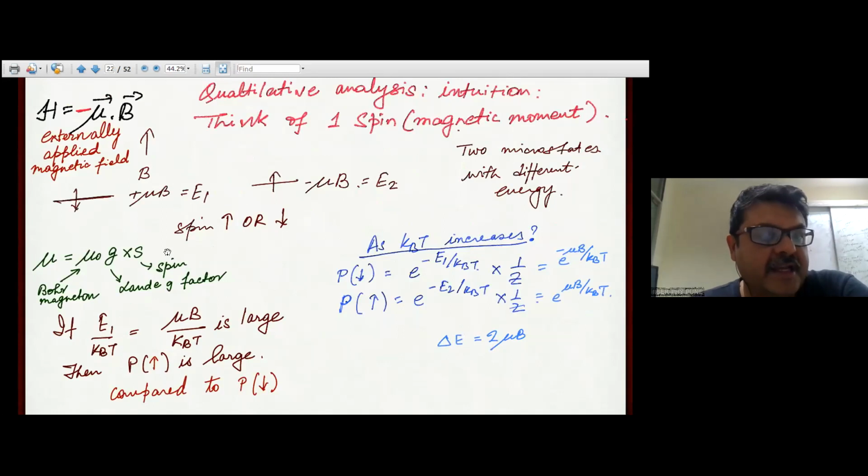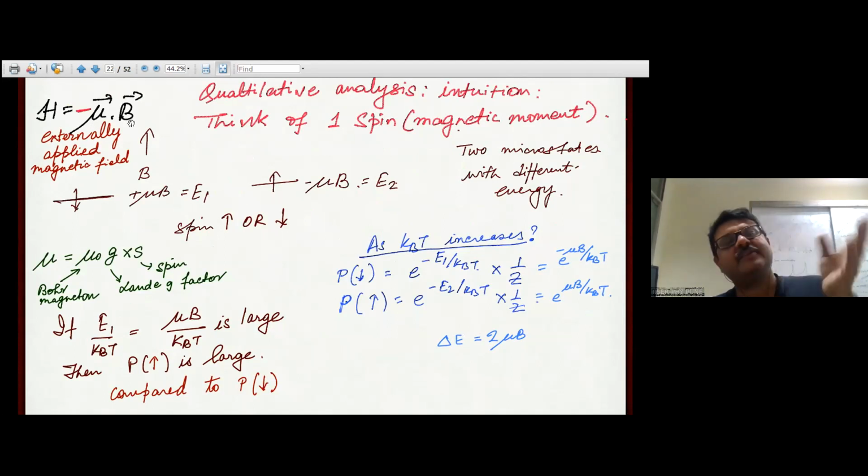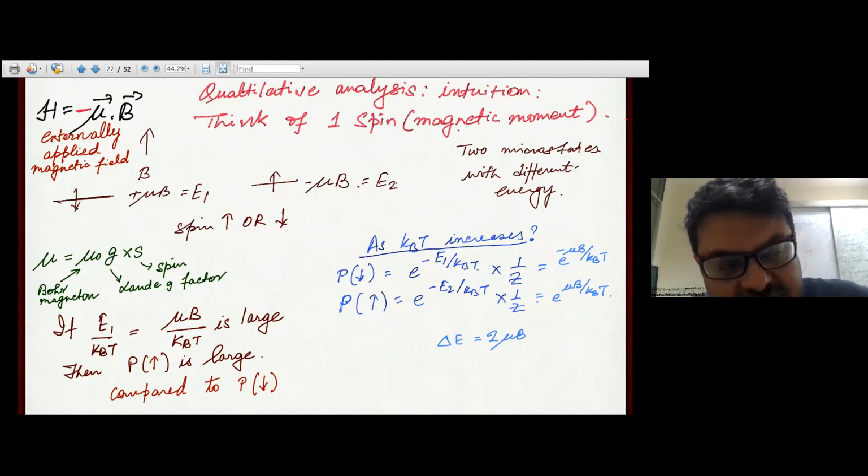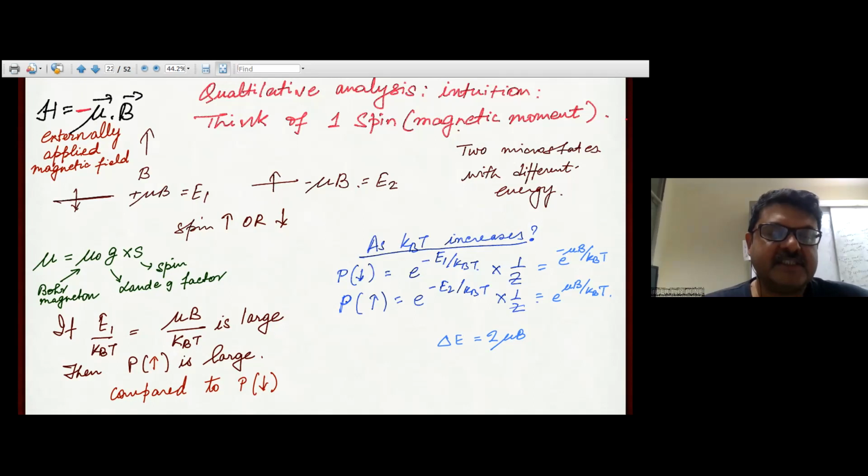The energy of interaction, the Hamiltonian of the magnetic moment interacting with an external magnetic field. So B is the externally applied magnetic field. Suppose it is pointing in this direction, let's call that Z. Then the energy of interaction is minus mu dot B. If there's a magnetic moment, it will try to align itself with the direction of the magnetic field.